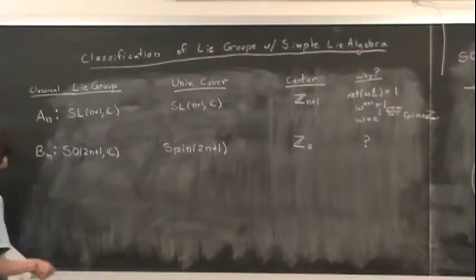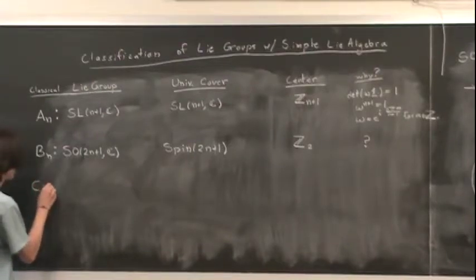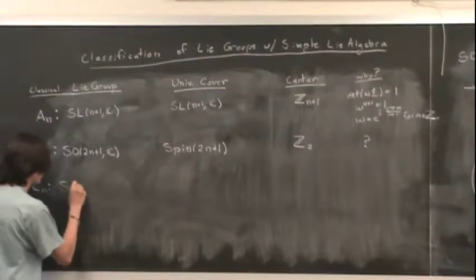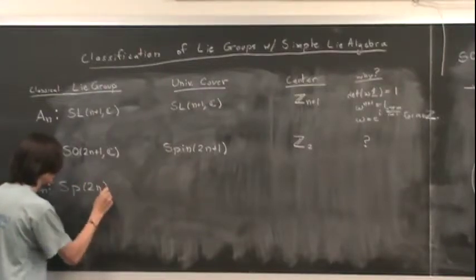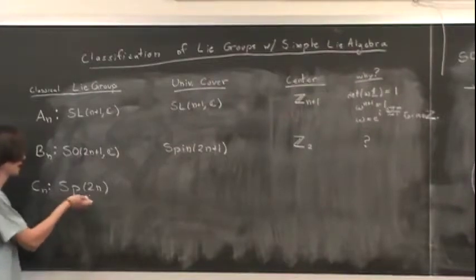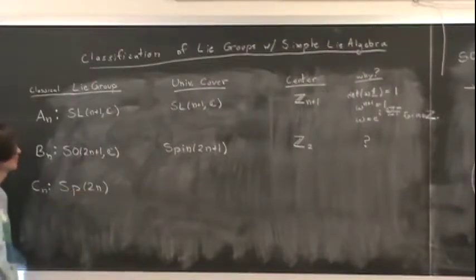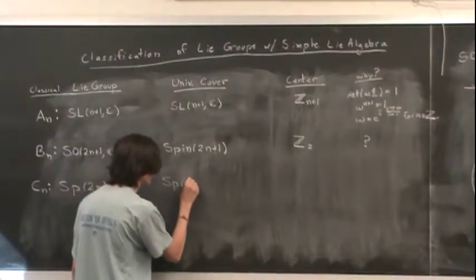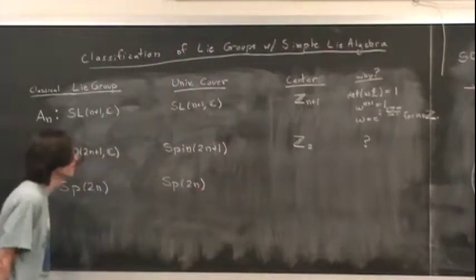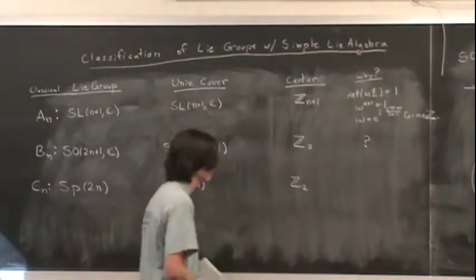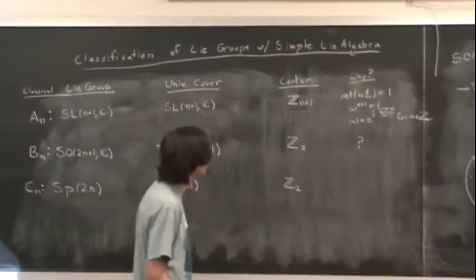Anyway, and then we have Cn. Cn was Sp(2n), which is this funny symplectic group. This is kind of like the compact version of the symplectic group. Its universal cover is actually itself, and its center will also be Z2. And why is that?